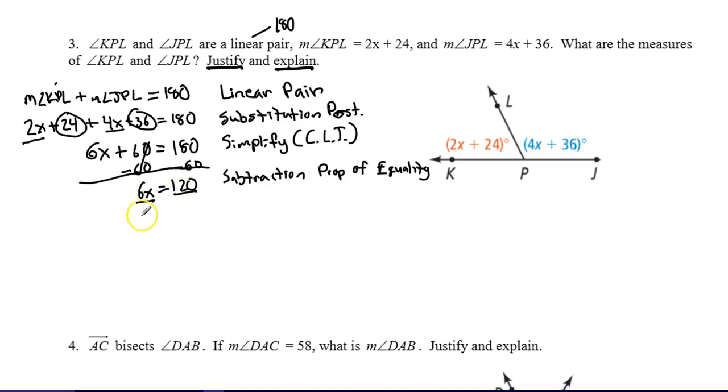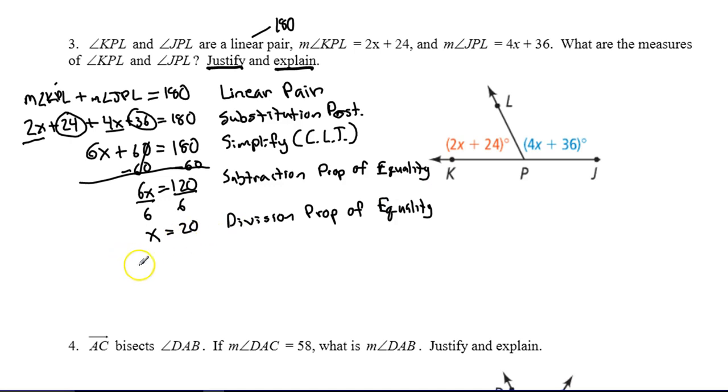Now what are we going to do? Well, we're going to divide. So we would be left with x equals 20. And what reason is that? That's the division property of equality. So what I'm kind of outlining here is a little bit of the algebraic proofs that we did last year. That's kind of our justification or our explanation.